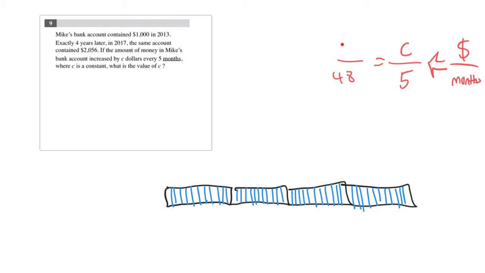And we could acknowledge the fact that there was a certain monetary amount, a certain dollar amount associated with 48 months gone by. And in this case, it would be this 2056 minus 1,000. 2056 minus 1,000 would be 1,056. So that's how many dollars were made, I guess, in the account in 48 months. Okay, that's the dollar increase in 48 months.